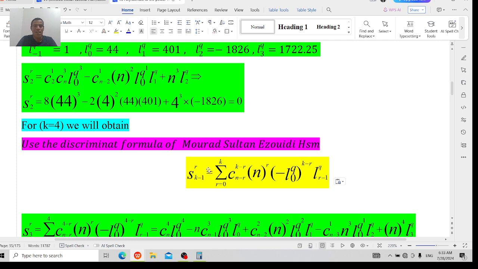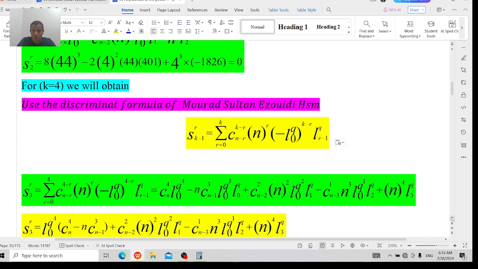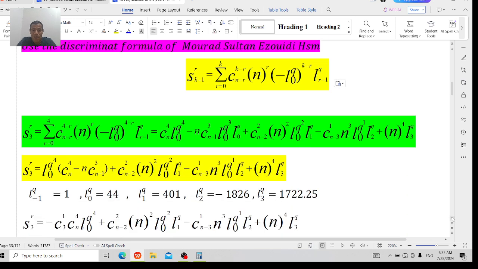Because any polynomial to the power n that you would like to work with should go through the discriminant formula of Mourad Sultan Ezouidi. And I already published so many books dealing with solving equations to the power n. And also, we can solve linear equations, meaning xn like that. I will try to.